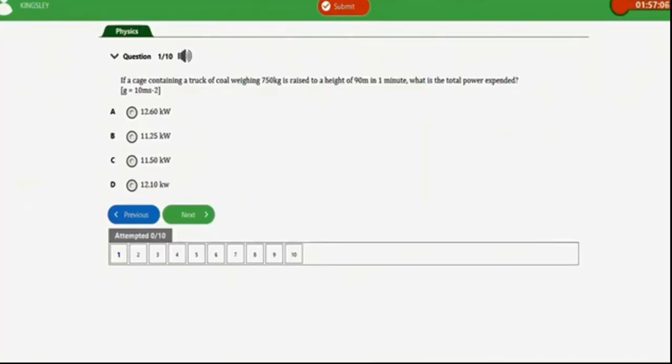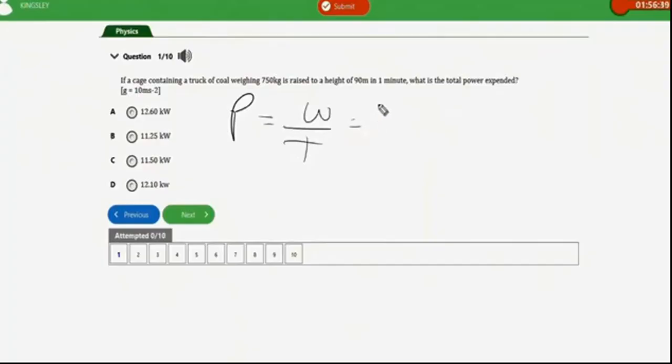It says, if a cage containing a truck of coal weighing 750 kg is raised to a height of 90 meters in 1 minute, what is the total power expended? The acceleration due to gravity is 10 meters per second square. As we all know, one of the formulas for calculating power equals work over time.